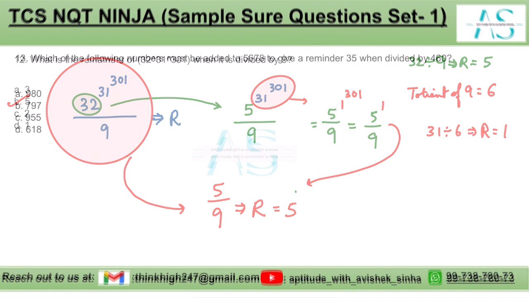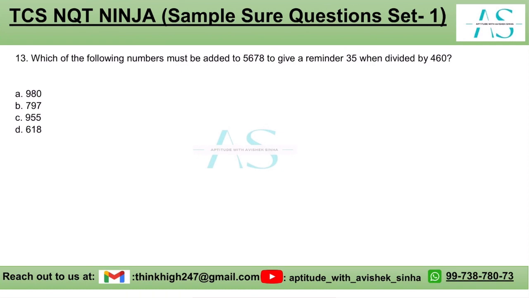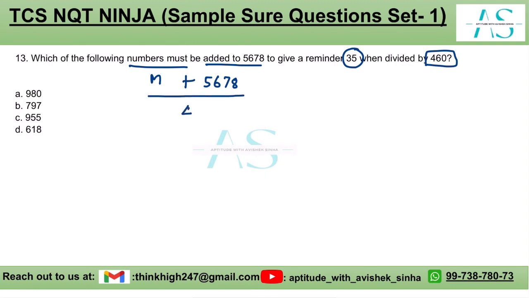I hope this helps. Which of the following numbers must be added? So which of the following numbers, let's say m, must be added to 5678 to give a remainder of 35 when divided by 460. So suppose I divide this whole number by 460. The remainder in this case must be equal to 35. That is what the question is all about.